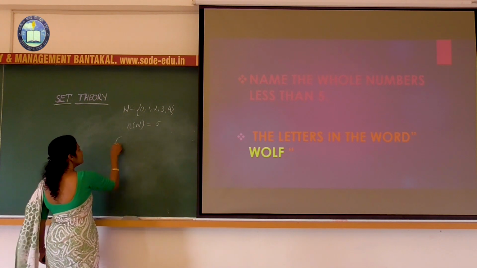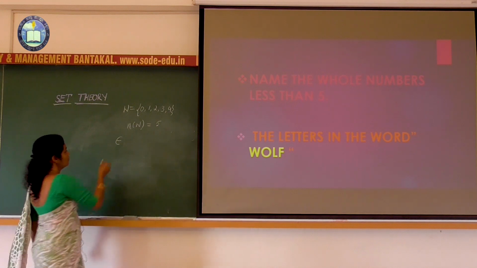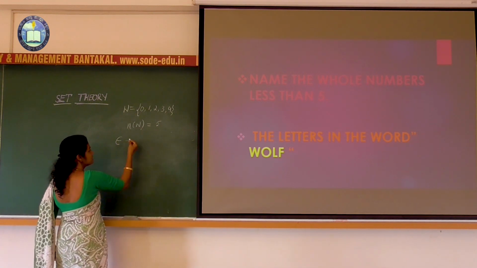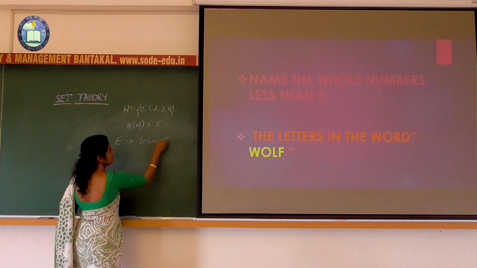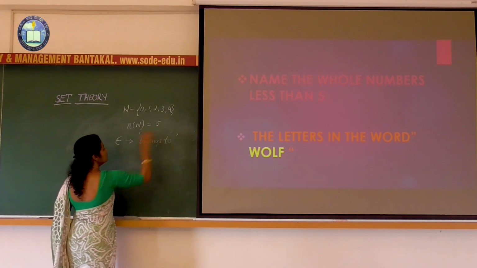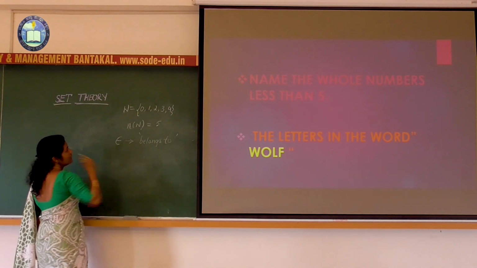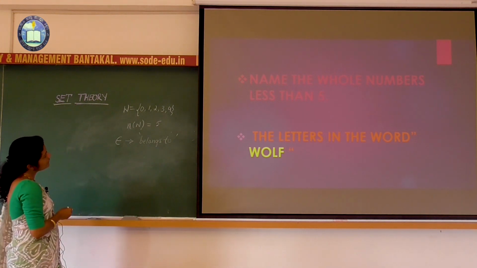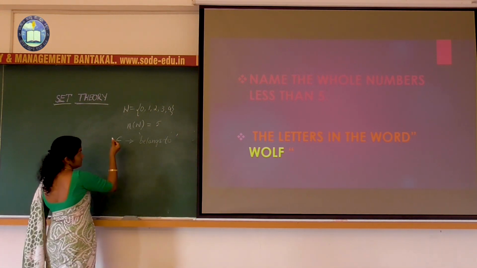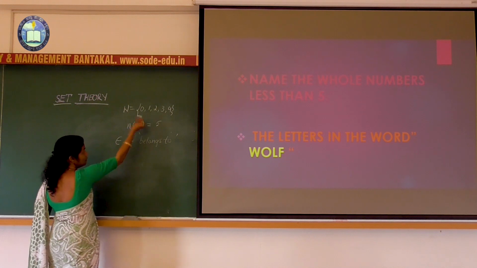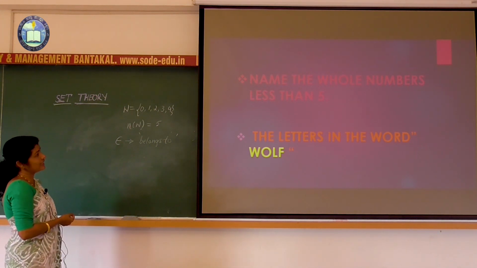Here, there is a usage of the symbol ∈, which means 'belongs to'. So when do we use this? Consider the example W = {0, 1, 2, 3, 4}. If you observe, 0 is an element, 1 is an element, 2 is an element of W, 3 is an element of W.